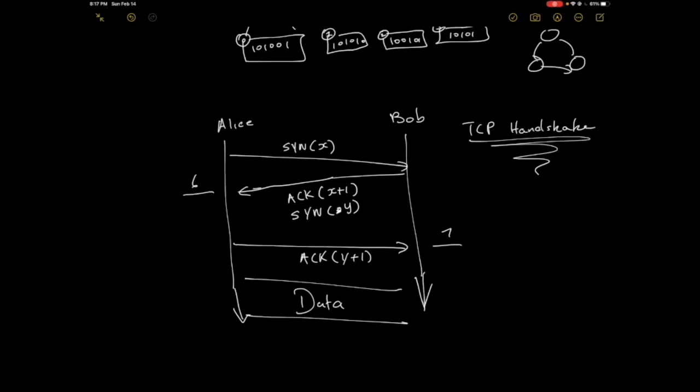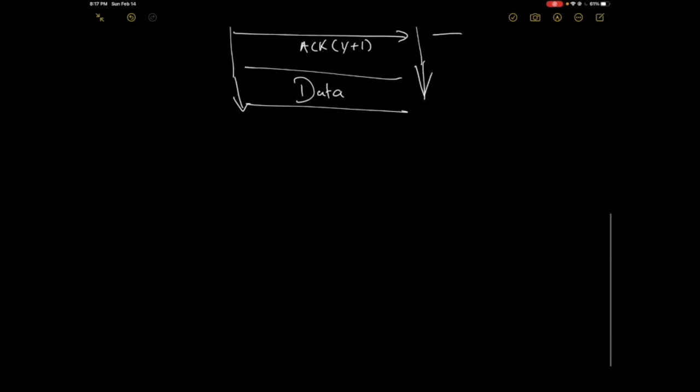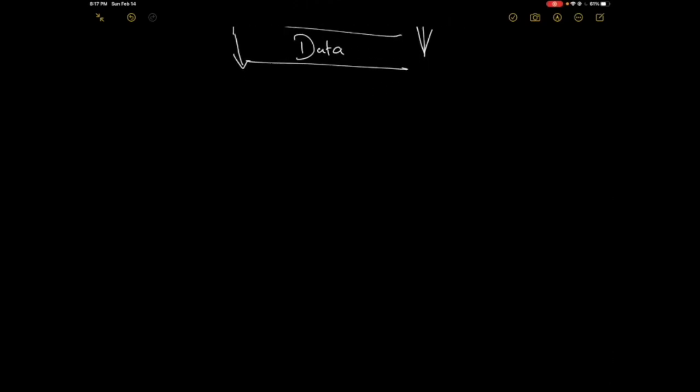So that's the basics of the TCP handshake. TCP is full duplex, which means that it allows for communication in both directions. There are three communication modes: simplex, half duplex, and full duplex communication. In simplex communication, it's only in one direction.